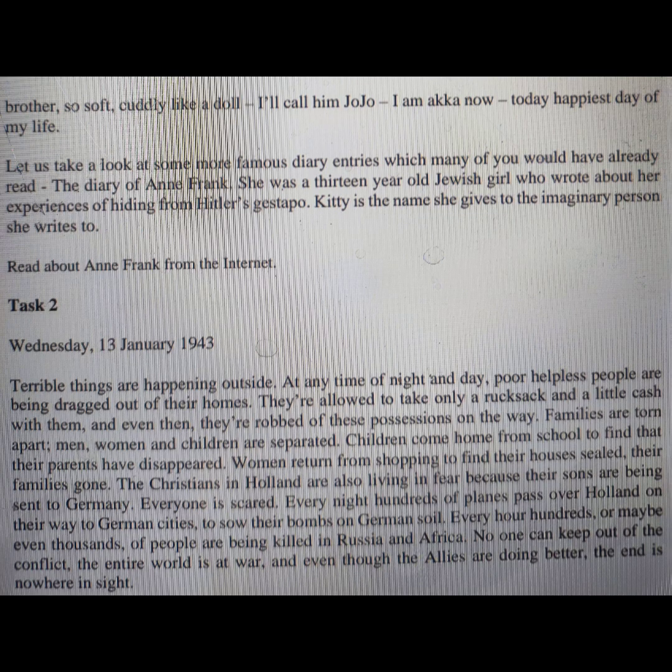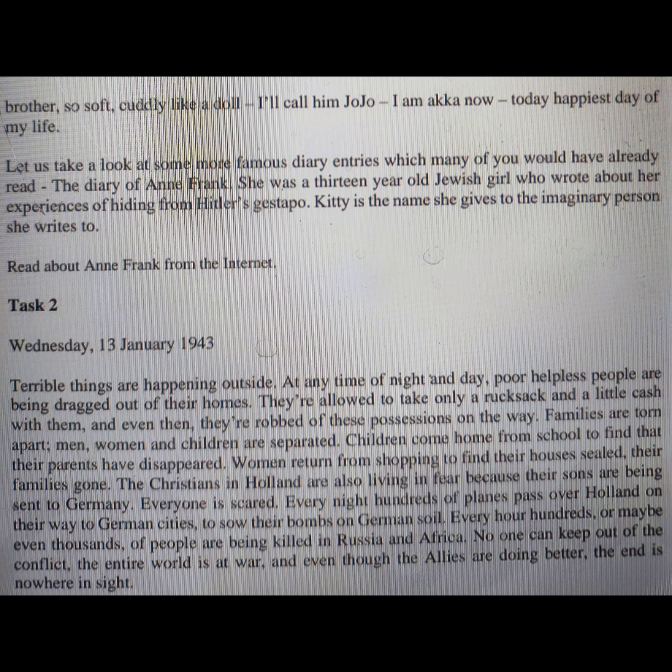Task 2. Wednesday, the 13th of January 1943. Terrible things are happening outside. At any time of night and day, poor helpless people are being dragged out of their homes. They're allowed to take only a rucksack and a little cash with them, and even then, they're robbed of these possessions on the way. Families are torn apart. Men, women and children are separated. Children come home from school to find that their parents have disappeared. Women return from shopping to find their houses sealed, their families gone.